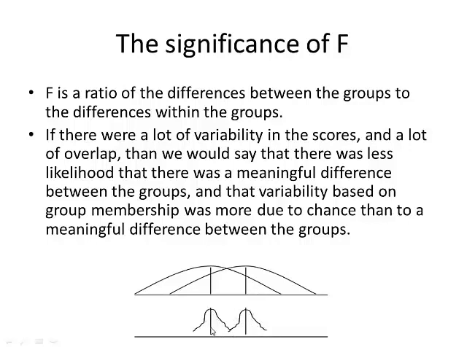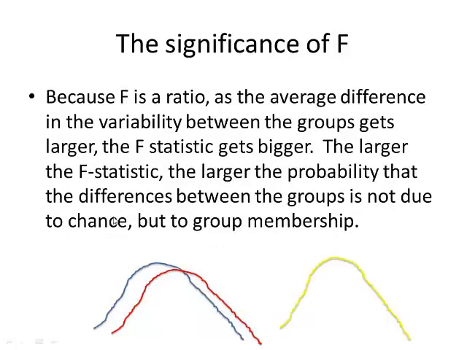If there's less variability and more distinction between the groups, then our thinking would be, when we have more between group variance, more distinction between the groups, that we're more likely to say that there's something going on in terms of being in this group makes you different from being in another group. So there's more variability based on group membership, and so we see more distinction.